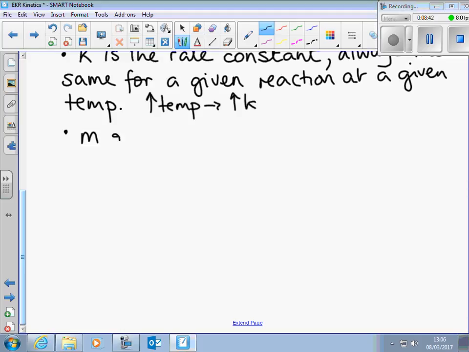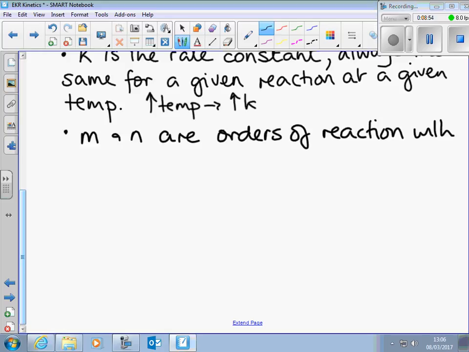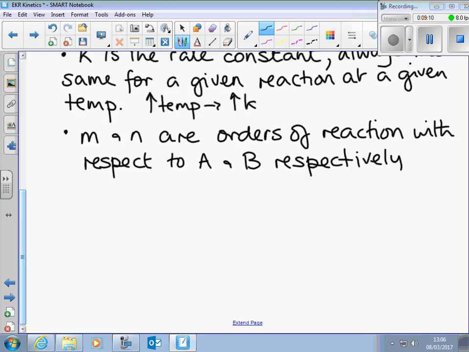So M and N are orders of reaction with, now unfortunately this doesn't write very well, with respect to A and B respectively. That's not good sentence structure, but that, in that order, is what it means. So M is the order with respect to A, N is the order with respect to B.